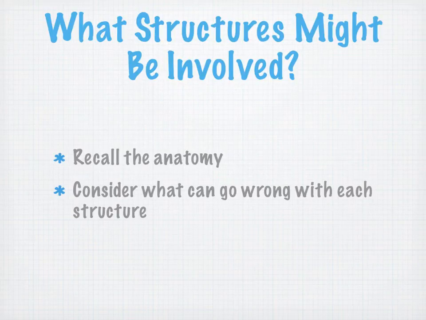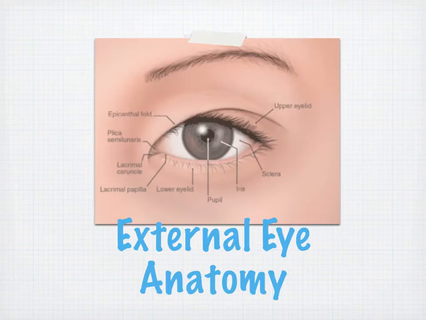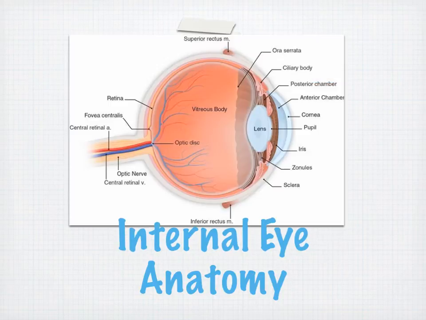So what structures might be involved in the eyes? Well, we have to recall the anatomy, and then we have to consider what can go wrong with each structure. So let's briefly look at the anatomy, and you can, I'm sure, recognize everything on this picture. And again, the internal eye anatomy.